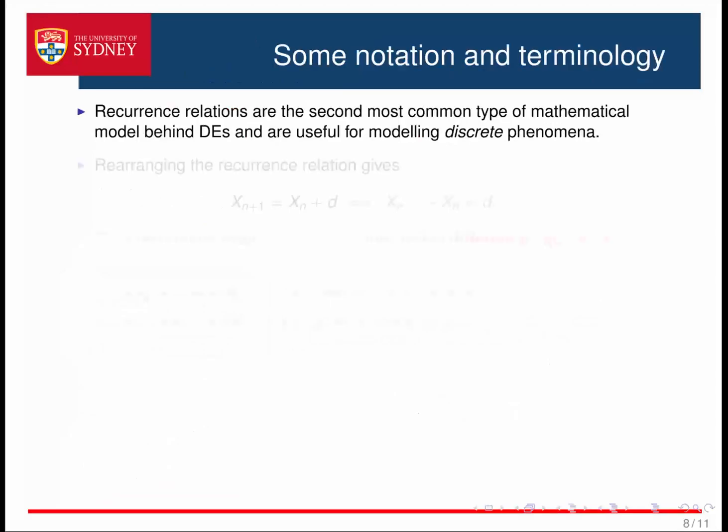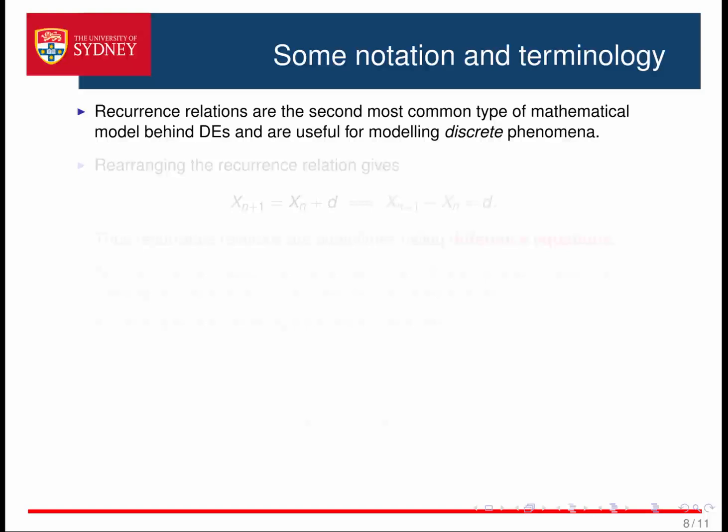Slide 8. Some notation and terminology. We have seen in this module how a simple recurrence relation can be used to model the membership of a club, where the recurrence relation generated a discrete sequence of numbers that describe the numbers of members as the weeks went on. A different method of modelling how quantities change is to use differential equations, or DEs.